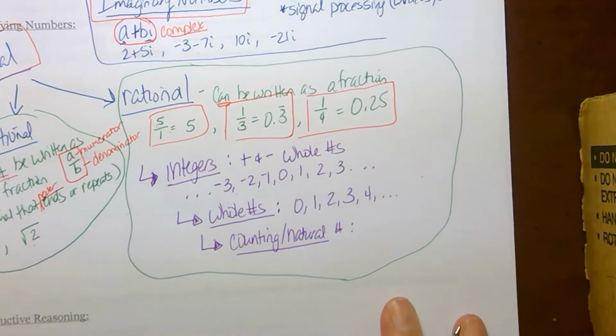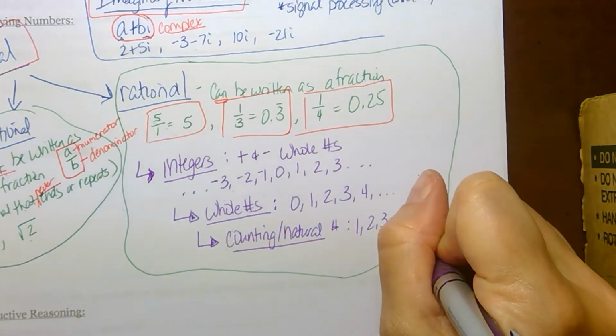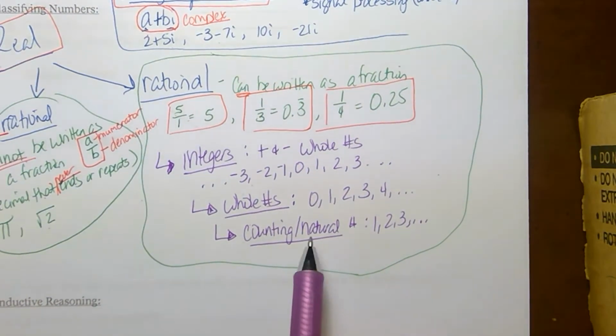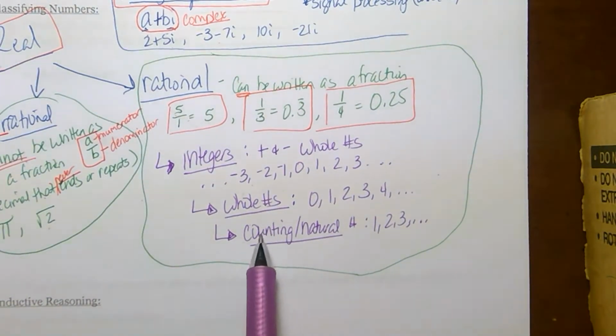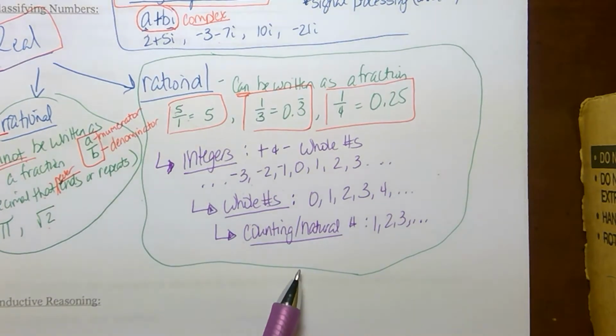They do not include 0. It's just 1, 2, 3, etc. And I write that little ellipsis to show it goes on forever. Now this is my most specific, my smallest set, and these are the numbers that we're going to focus on to start with while we talk about set theory.